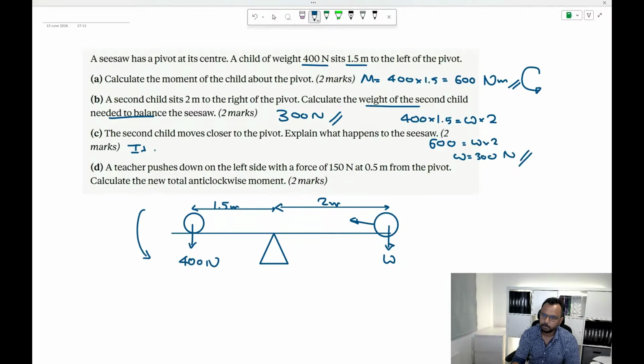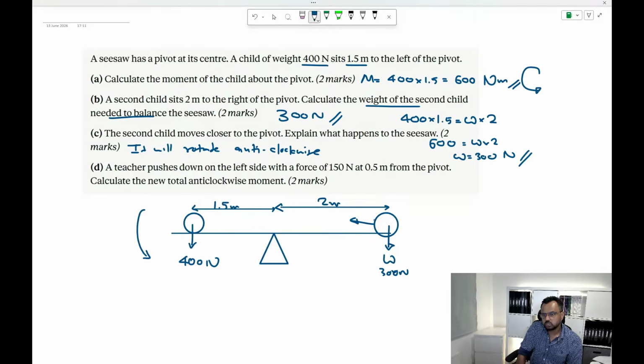It will rotate anti-clockwise because the 300 newton person can only balance it at 2 meters. If the distance gets less, it will go that way.